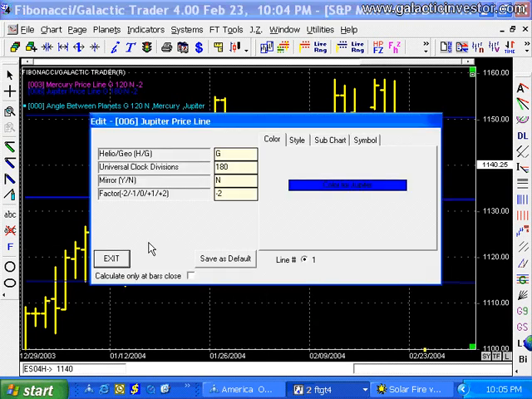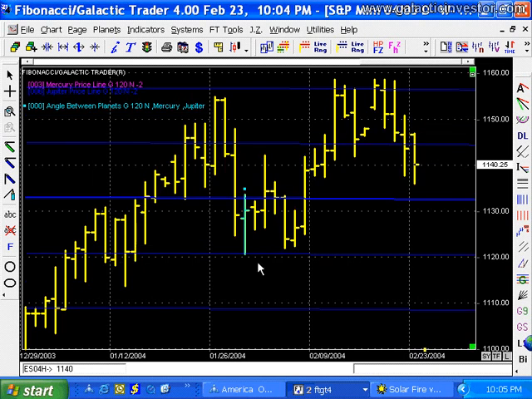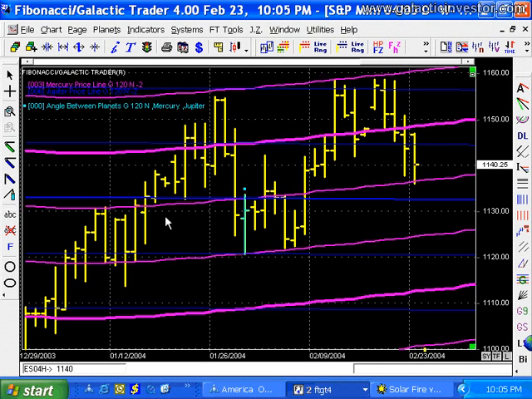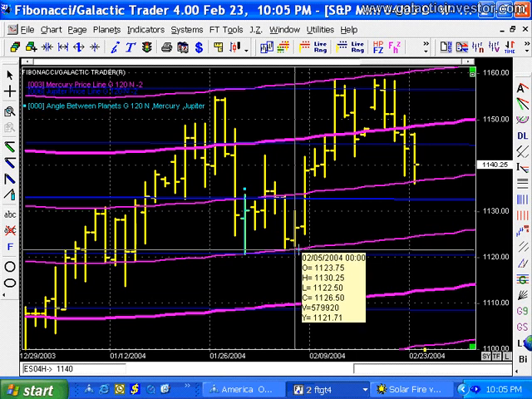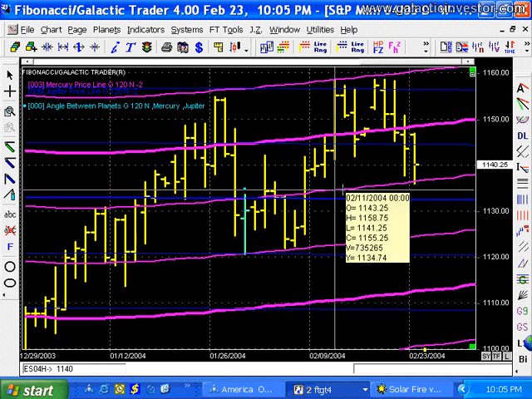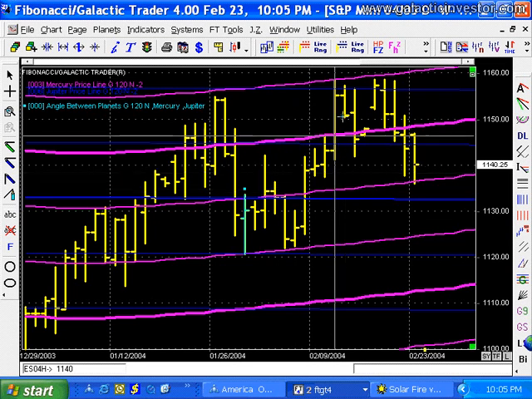However, at the 120 setting, it's precise. It's right on the money. And there's the Mercury-Jupiter crossing. And you notice once the low was made that the market came back down, made a slightly higher low right at the Mercury line. That turned into support. And then the next bar was right at the Mercury line again. And then the high on the 11th of February was once again at the Mercury line.